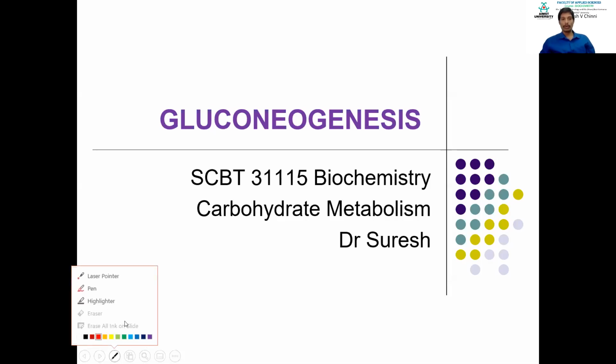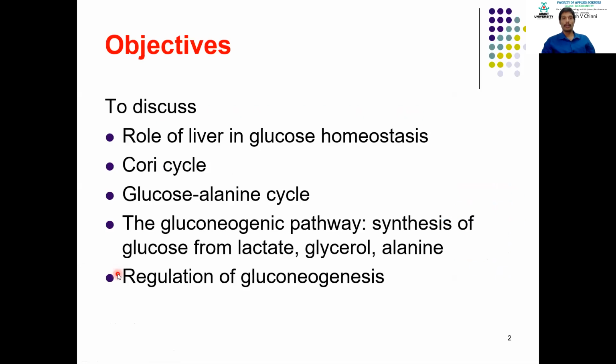Gluconeogenesis. So we'll see the objective of this class is to understand the role of liver in glucose homeostasis, Cori cycle, glucose-alanine cycle, gluconeogenetic pathway, synthesis of glucose from lactate, glycerol, alanine, and regulation of gluconeogenesis. So these are the things we are going to learn.